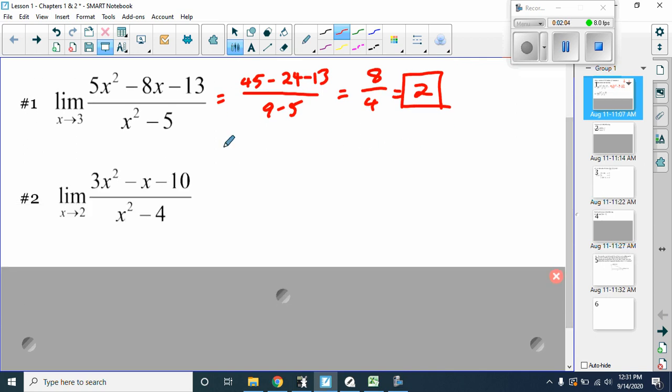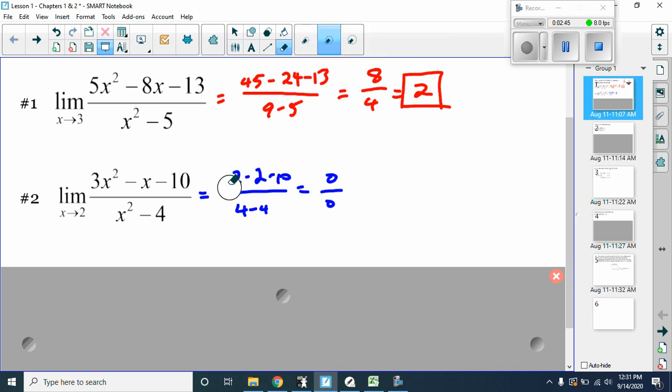So number 2 is the limit as x approaches 2 of (3x squared minus x minus 10) over (x squared minus 4). Again, always start by direct substitution. 4 times 3, minus 2, minus 10 gives me 0 on top, and I've got 4 minus 4 on the bottom, so 0 on the bottom. So we probably have a hole at x equals 2. There's a couple different ways you learned how to evaluate this limit. The first way that you learned was to factor.